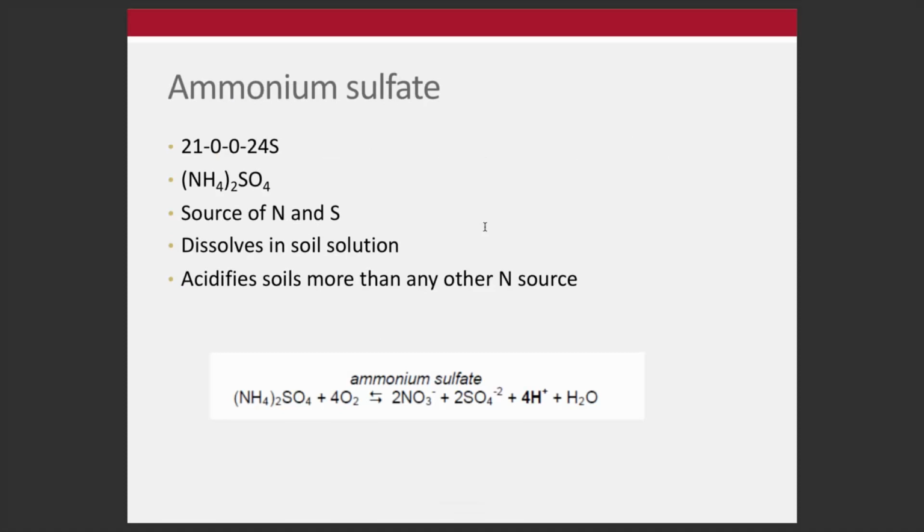Okay. Ammonium sulfate is an additional nitrogen fertilizer source. It is ammonium plus sulfate, so it's got 24% sulfur and 21, sometimes 20, nitrogen.